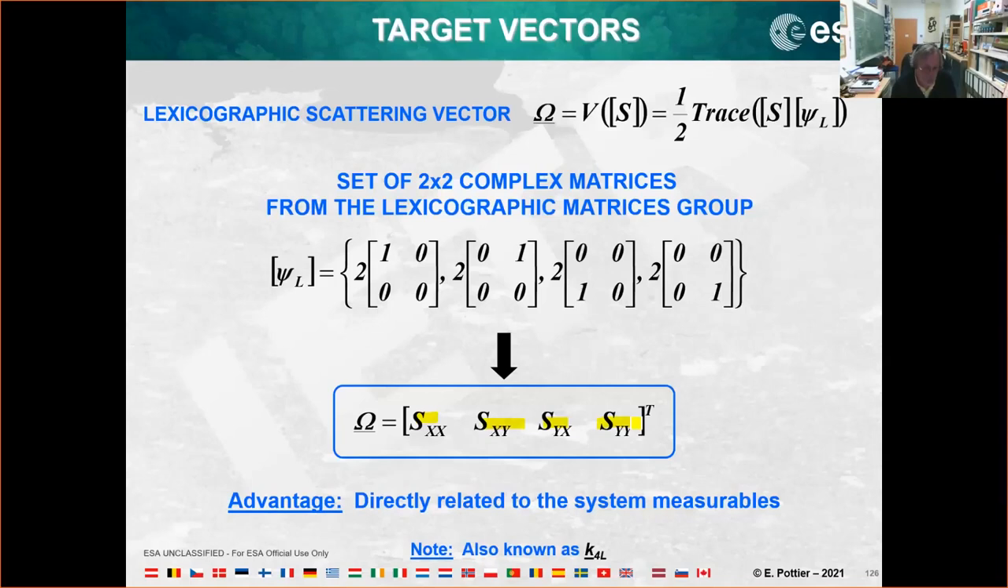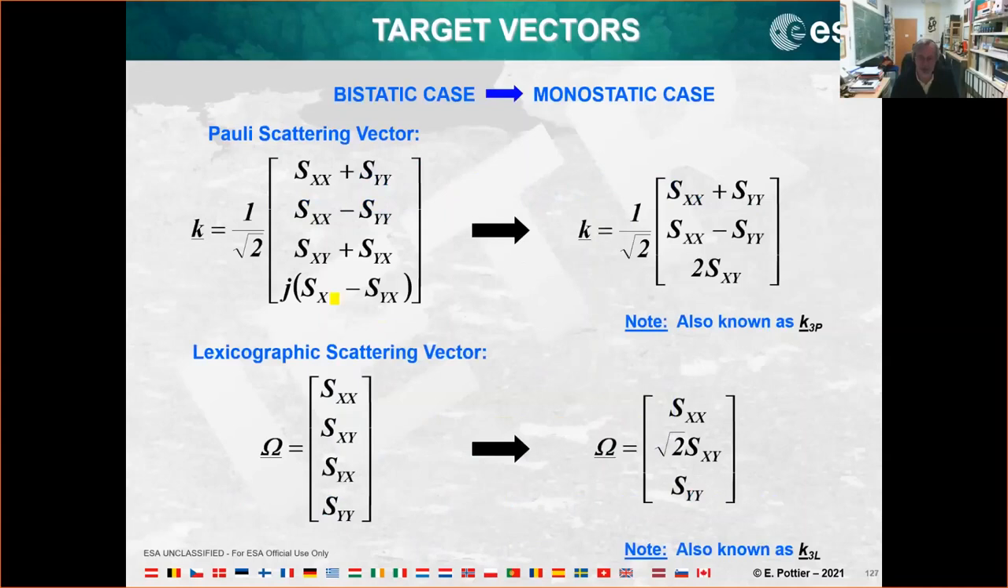So you can use one of the two. Well, we prefer to use the previous one because we are closer to the physics. Okay. So we have two vectors, the Pauli and the lexicographic. Here it is in the bistatic case. In the monostatic case, remember, HV equals VH. So this vector reduces to a three-dimension vector, expressed here, the K vector and the omega vector. Okay, so this is what we are going to use.